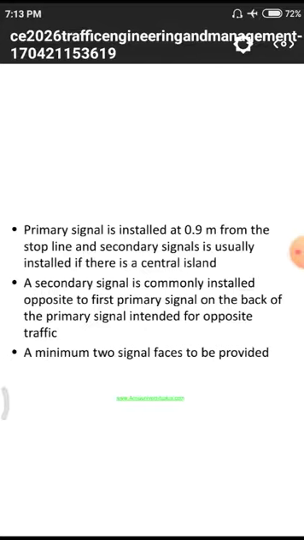Where a huge number of roads are merging, at that point we will fix the primary. After that, as the number of roads decreases, we give secondary preference, tertiary preference and quaternary preference likewise. The secondary signal is commonly installed opposite to the primary signal, at the back of the primary signal, instead of facing the oncoming traffic.